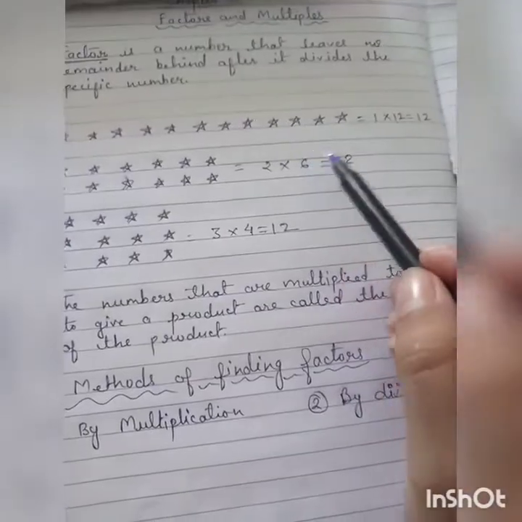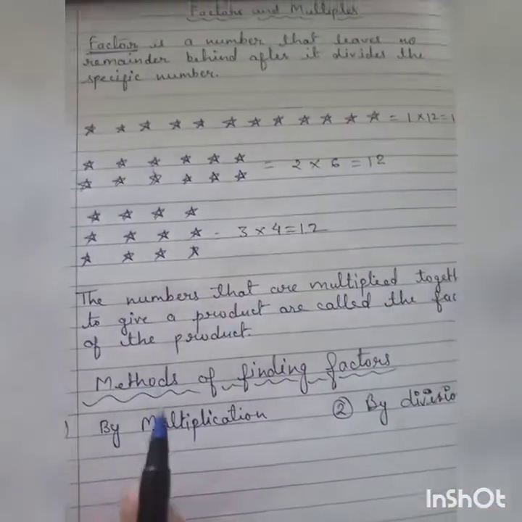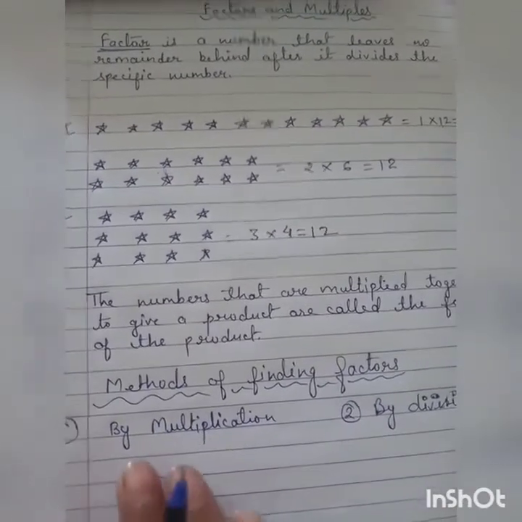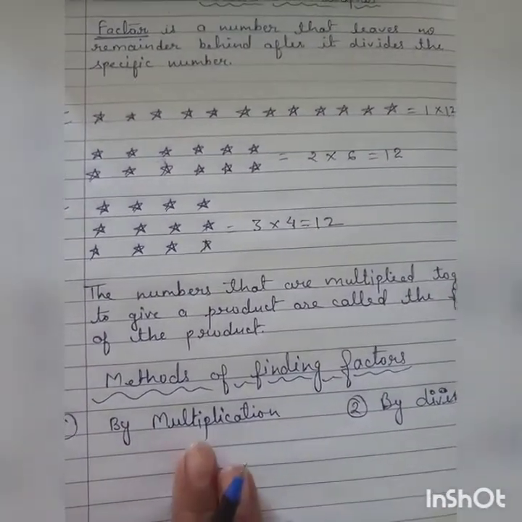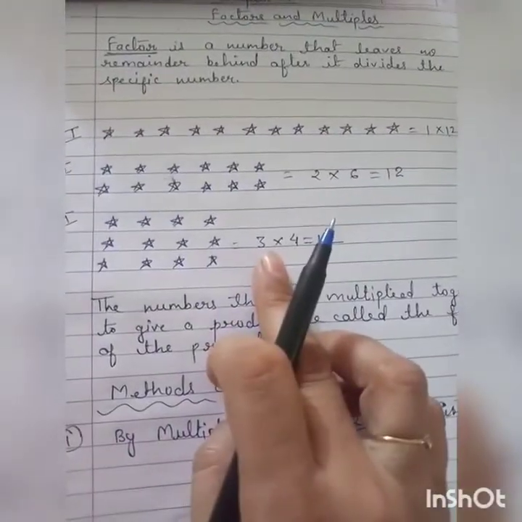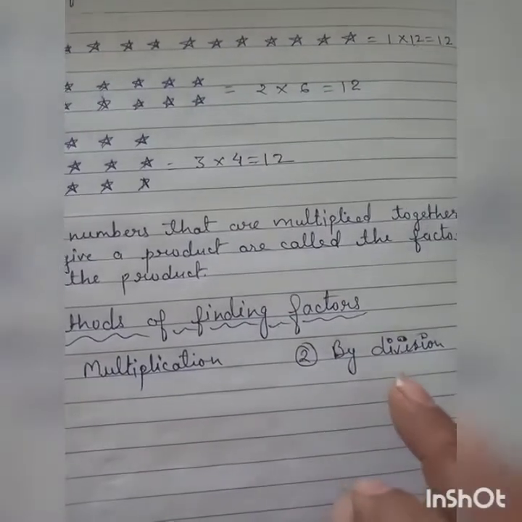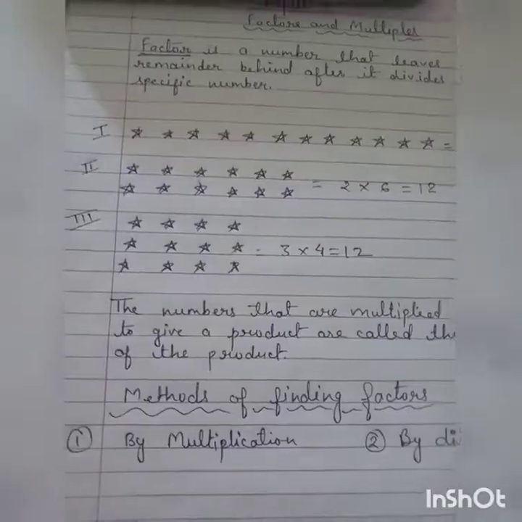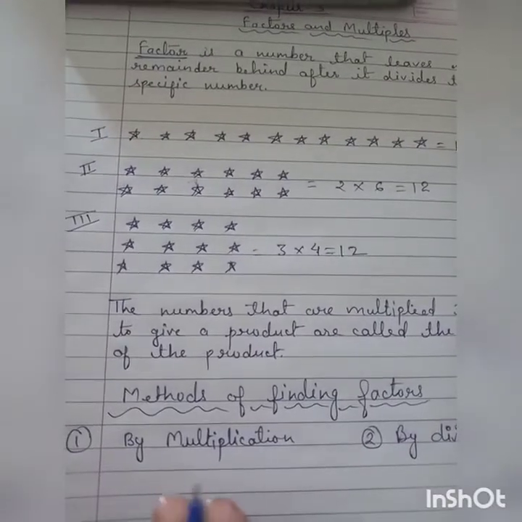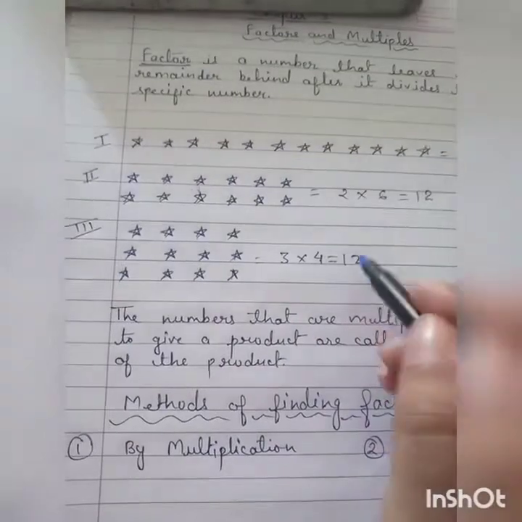For example, I have taken the number 12. Again, I am taking the number 12 to explain how to find the factors by multiplication, as I have explained here also. And we will take the same number to explain how to find the factors by the division method. Then it will be clear that by using both methods, we get the same answer for the number 12.